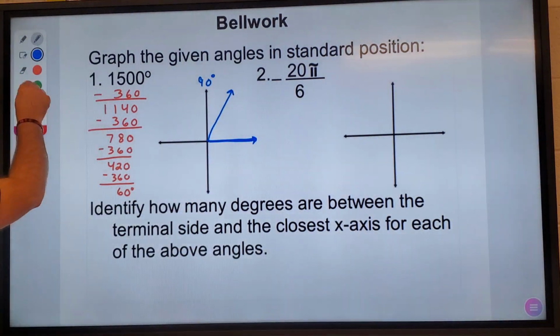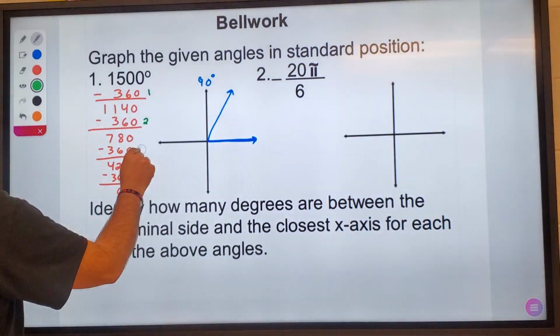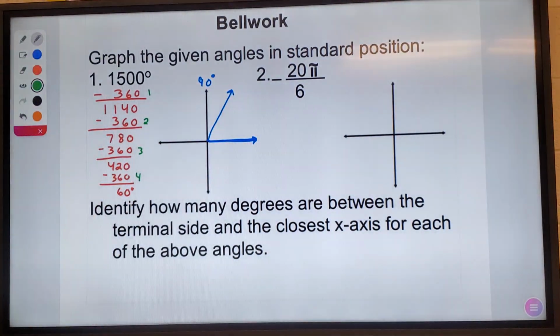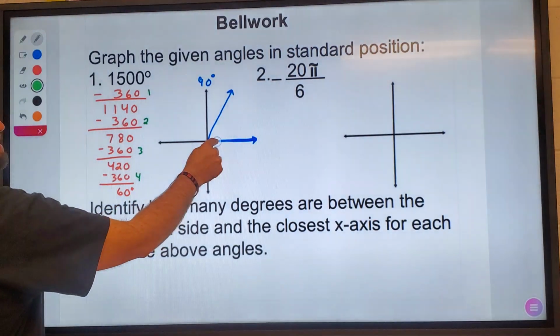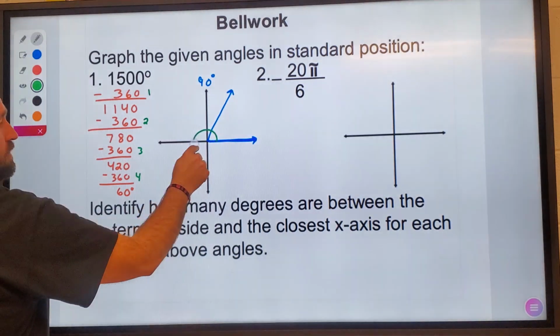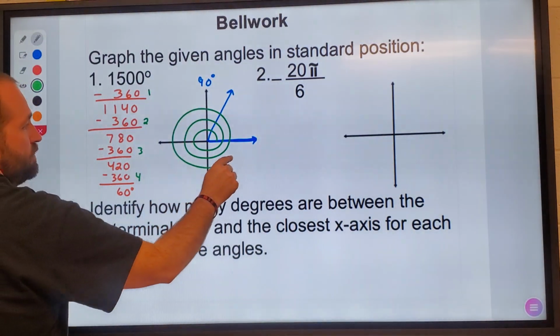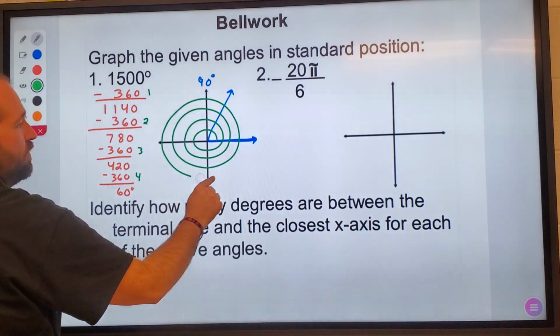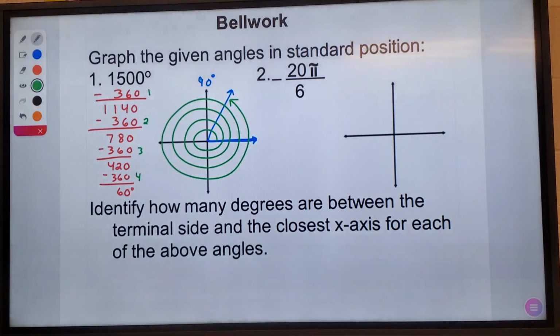Okay, and if I go through and count my rotations, I have 1, 2, 3, 4 full rotations. So I start here and I go up again because it's positive. I go up and around. That's 1, 2, 3, 4, and then my extra 60 degrees.